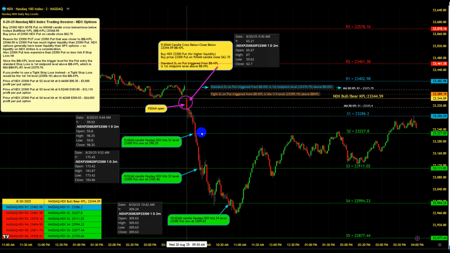Generally, with this XPX daily key levels indicator, we look at a 2-level move as the trigger for a full exit of the positions. However, the NDX is a lot more volatile, so with NDX you may want to look at a minimum move of, say, mid S2, S3, mid S3, S4, or S4, because comparatively speaking, the moves are going to be larger than the same magnitude as an XPX move.